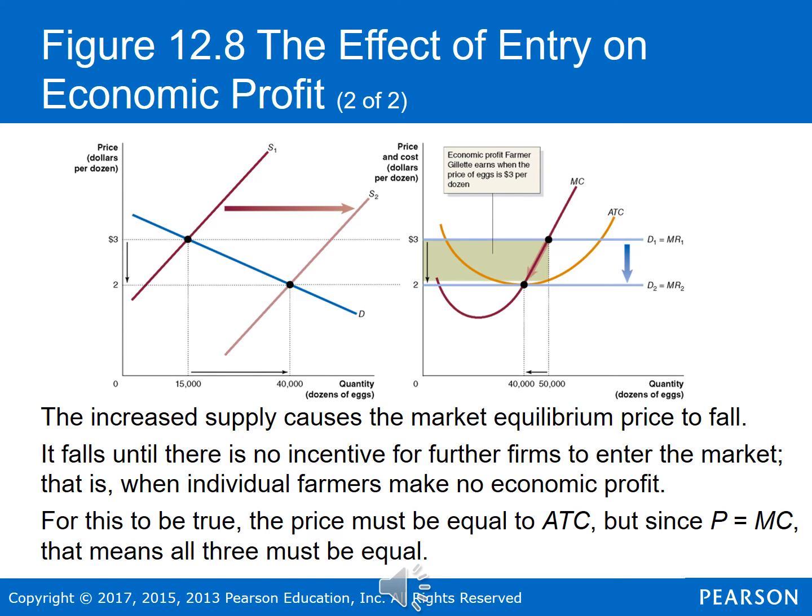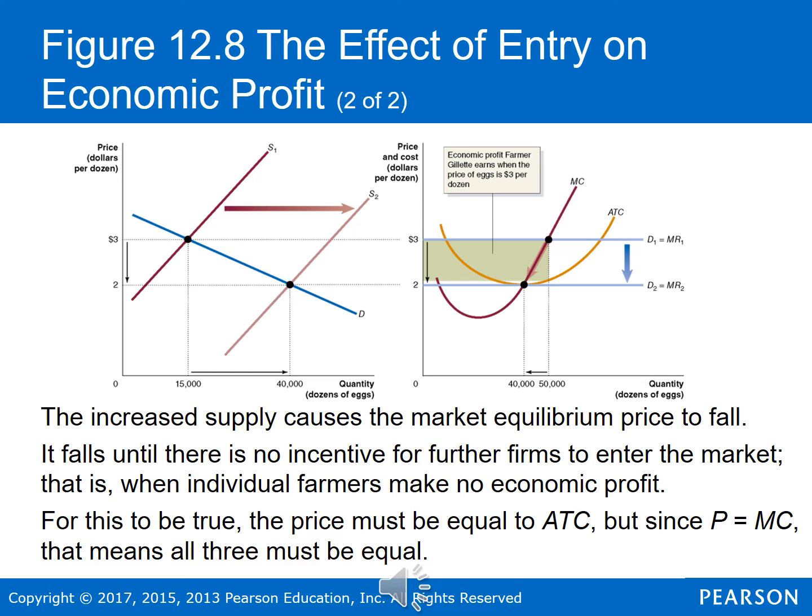Now, what's the effect of the increase in supply? For that, we have to turn back to the market supply and demand curves. And we see that's going to shift the supply curve to the right, or increase the supply. So there's going to be a greater quantity of eggs being provided, and the price is going to fall. In this case, it falls from $3 to $2.